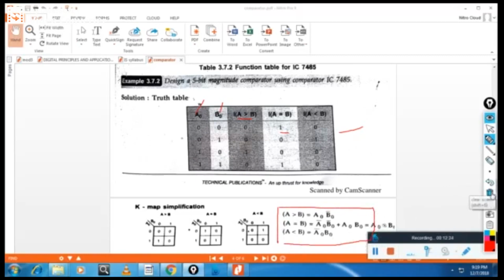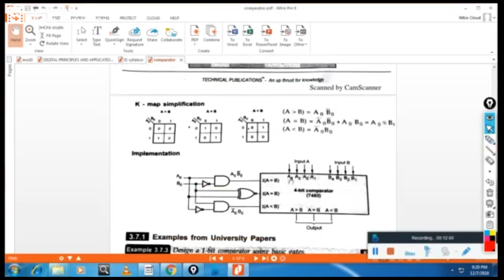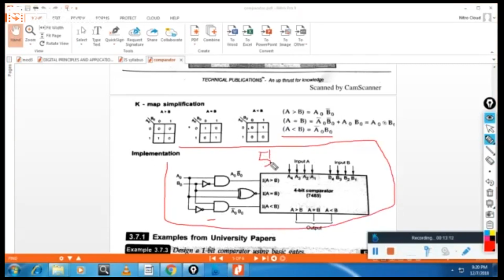Then the circuit diagram. You have to draw the circuit diagram for this expression. This is the circuit diagram for this expression. You can see here, this is A and B. This is A is greater than B, which is A0, B0 bar, so A0 and B0 bar through an AND gate. A is equal to B is nothing but an exclusive NOR gate. See, it is not exclusive OR, it is exclusive NOR. And A less than B is this one. So you connect this to our 4-bit comparator. Now this totally becomes a 5-bit comparator. This is the 5-bit comparator, and this is the 1-bit comparator.